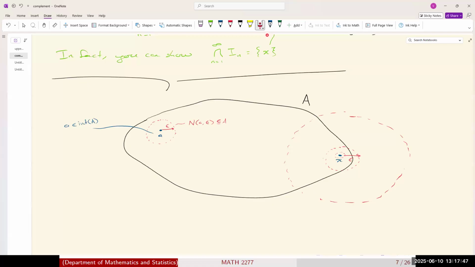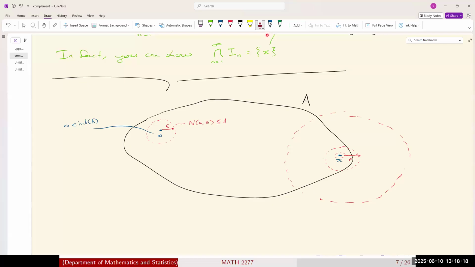No matter how much I shrink, so think of it like you put a big neighborhood and now you're shrinking this neighborhood, you're shrinking the radius. No matter how small you make this radius, there will always be a point, an element of A somewhere in there, not including x. You're not allowed to choose x. That is the meaning of a limit point.